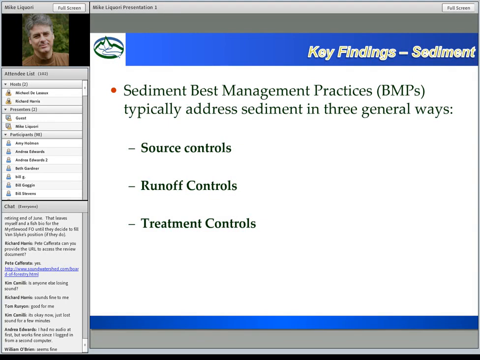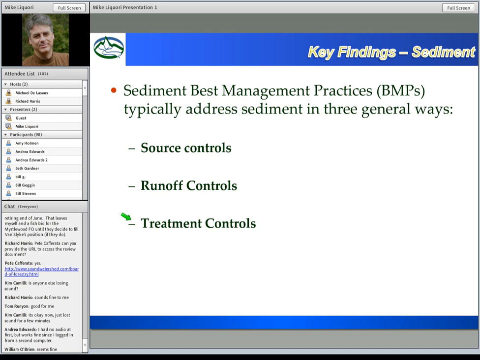The best way to do this is to look at source controls, which are best management practices that prevent the erosion from happening to begin with. The next best are runoff controls, so treating the sediment in the rills or small channels or other conveyances, ditches, for example, so that sediment doesn't get delivered to the channel.